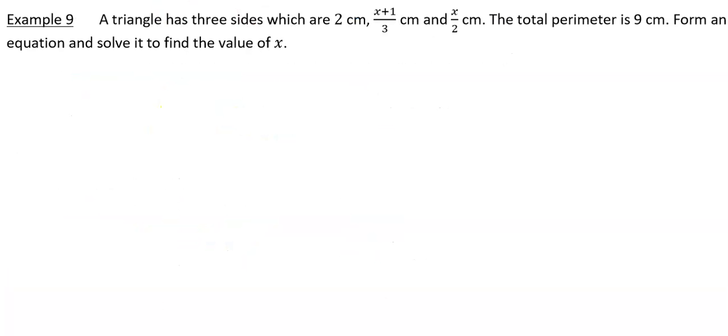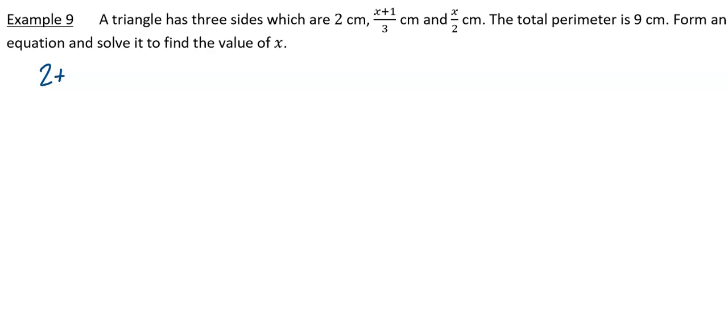Okay, this example says a triangle has 3 sides, which are 2 centimeters, (x plus 1) over 3 centimeters, and x over 2 centimeters. The total perimeter is 9 centimeters. Form an equation and solve it to find x. Okay, this is a tricky one. We looked at these types of ones, adding algebraic fractions, in one of our last videos. Tricky enough question.